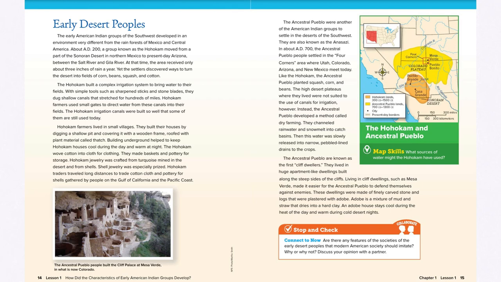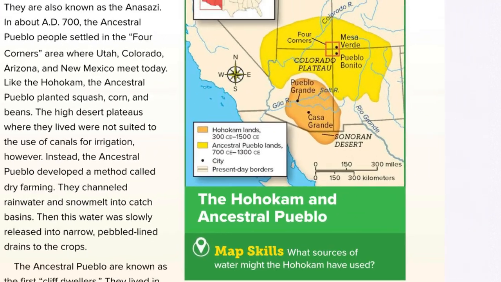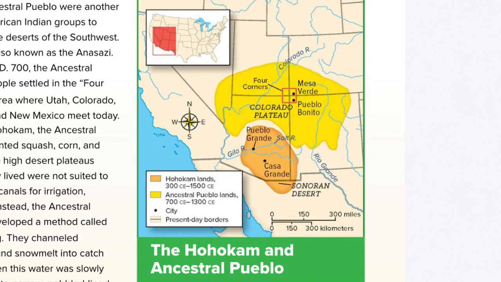Hi, class. Today we're still in chapter one. We're looking at the early desert peoples. We are in North America, so we're going to be in the desert Southwest. And I'm going to start out by looking at this map right here.